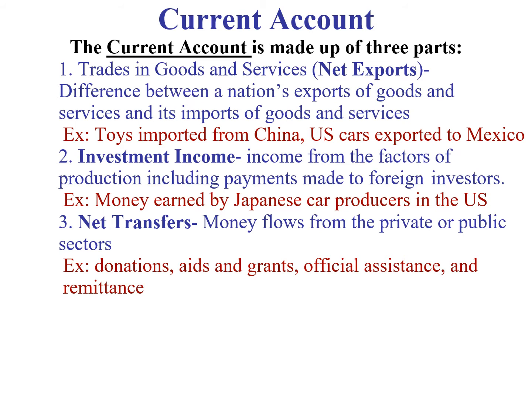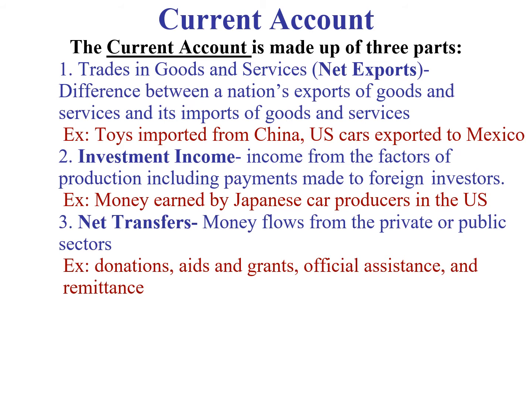There are two other parts of the current account: investment income and net transfers. Investment income, factors of production, including payments made to foreign investors. The example here simplifies this idea. A Japanese automobile manufacturer such as Subaru, Honda, or Toyota earns money by producing cars in the United States. That would be an example of investment income.